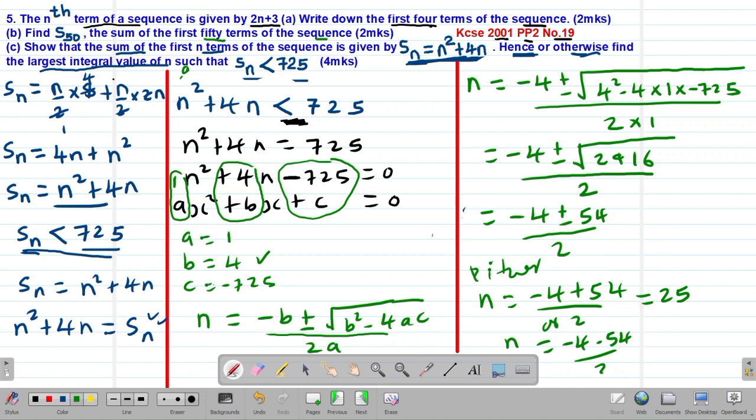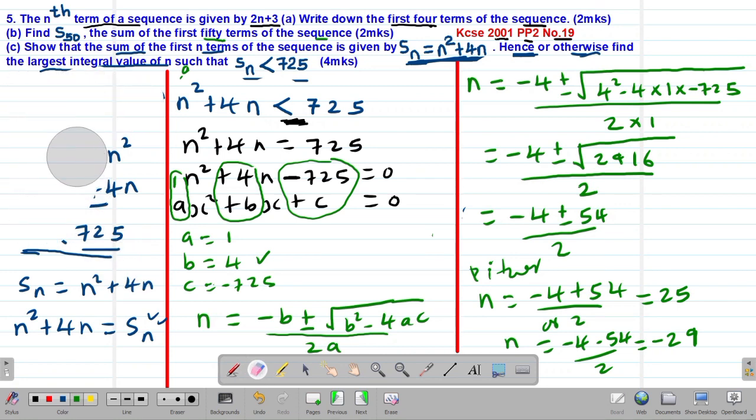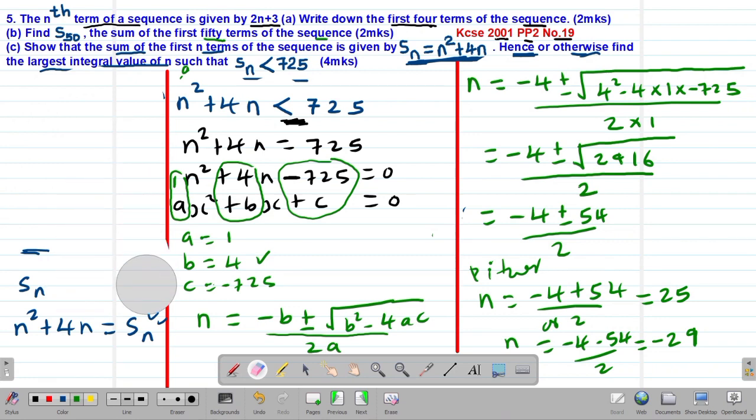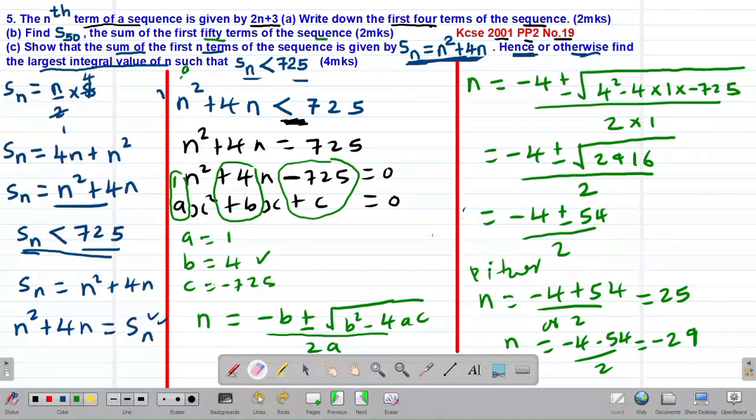Then divided by 2. So this one will give me the answer as, so I'll have open bracket, negative 4 minus 54, then I close the bracket, then divided by 2, the answer will be negative 29. So I'm getting negative 29. So I'm getting two possible values of n. Okay, so let's see which value will be the most appropriate according to our working.